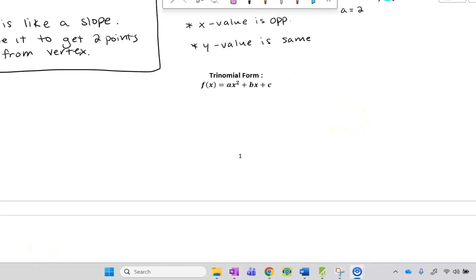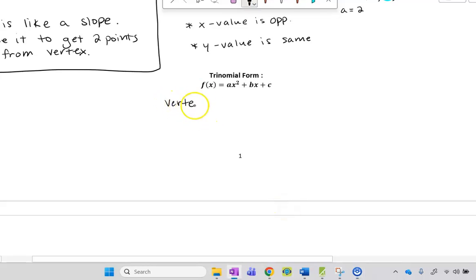There is one other form that you're going to see, and it is called trinomial form. And it looks like the typical equation that you would factor or put in the quadratic formula. So it's the normal one that you've been factoring and working with, but the vertex you cannot see just by looking at it. So there is a formula to find your vertex.